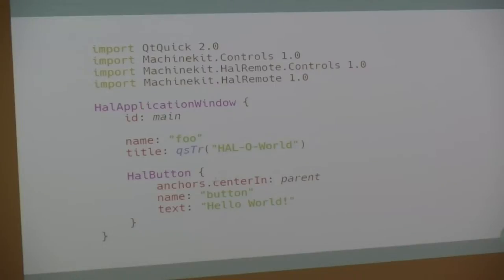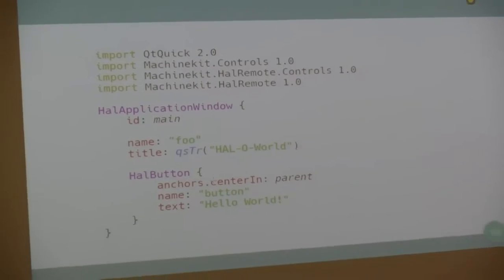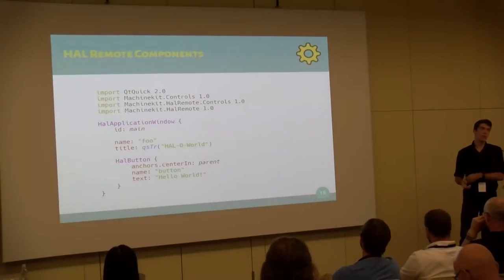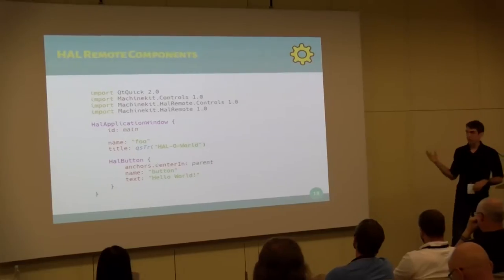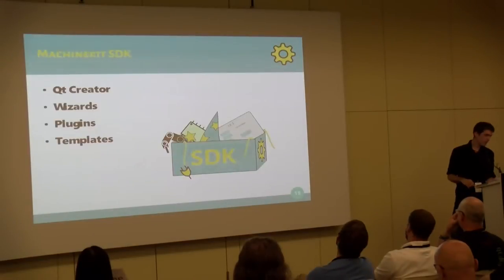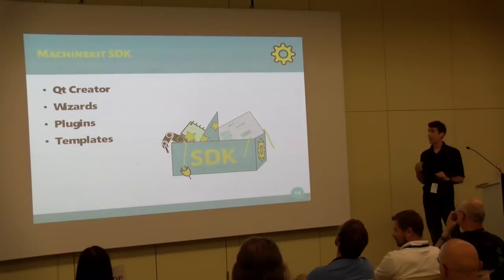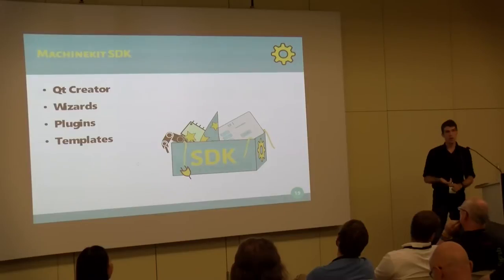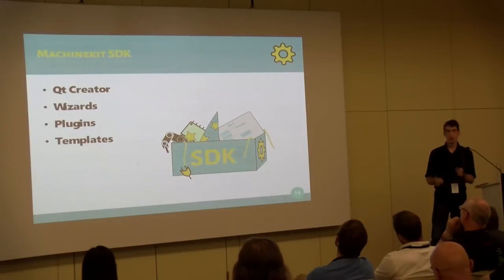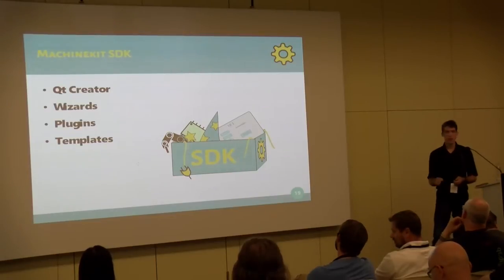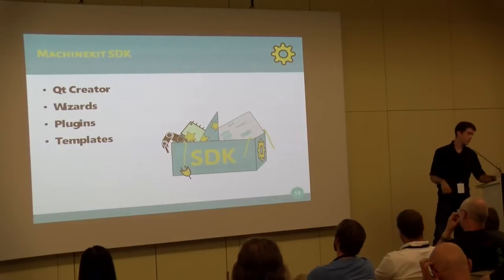This is only a part of the whole QtQuickVcp. You can also use the application components, which can be used to show G code, show 3D preview, and so on. There's a lot more involved, but that's too much for 10 minutes. Then there's the Machinekit SDK, which is a set of wizards, plugins, and templates that can be added to Qt Creator, so you can quickly start a new project, and also use QtQuick Designer to click together a user interface.